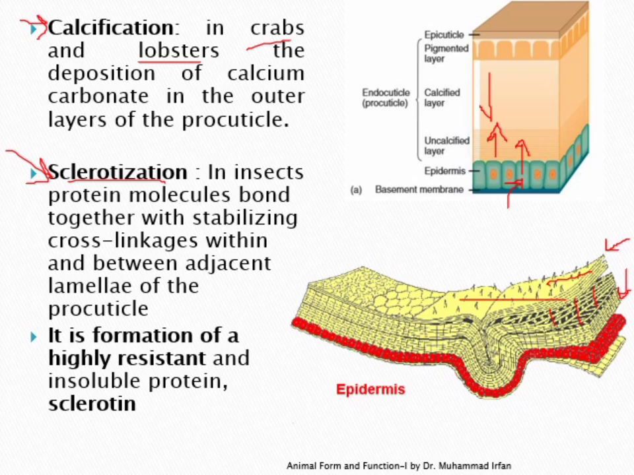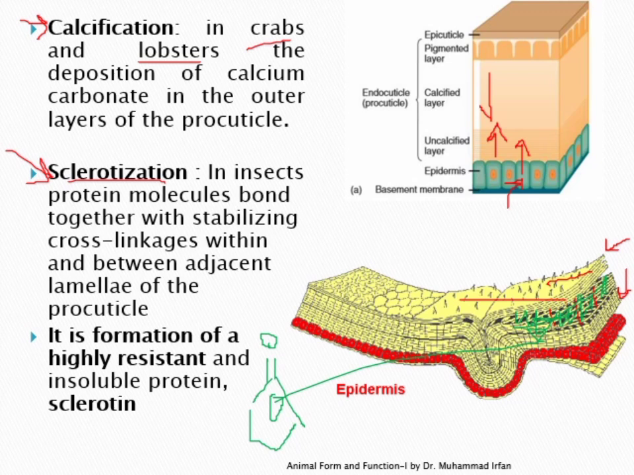Then there is another process called tanning. The cross linkages also involve some pigments like quinones. One of them is melanin. Quinones are actually the oxidized type of phenols. These give colors to the cuticle. So in insects and in other arthropods, there could be pigments present in the sclerotized cuticle, or in the calcified cuticles.